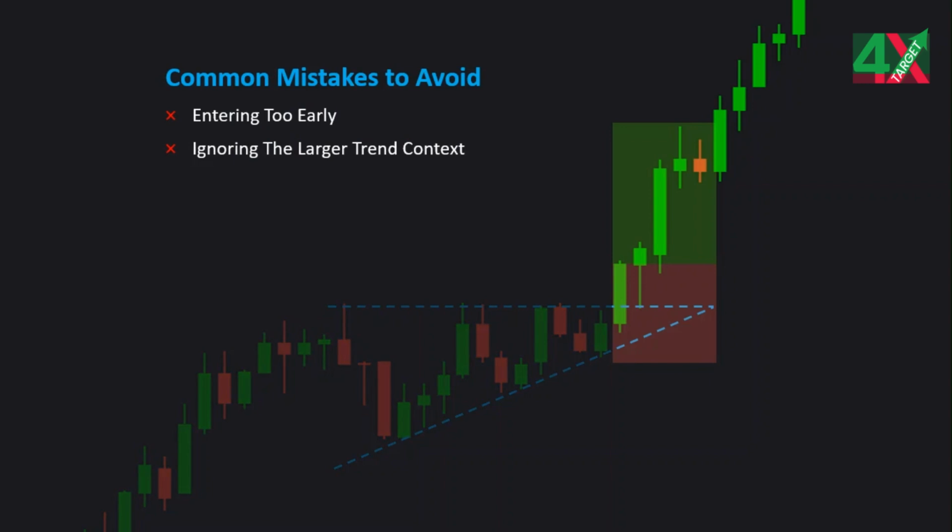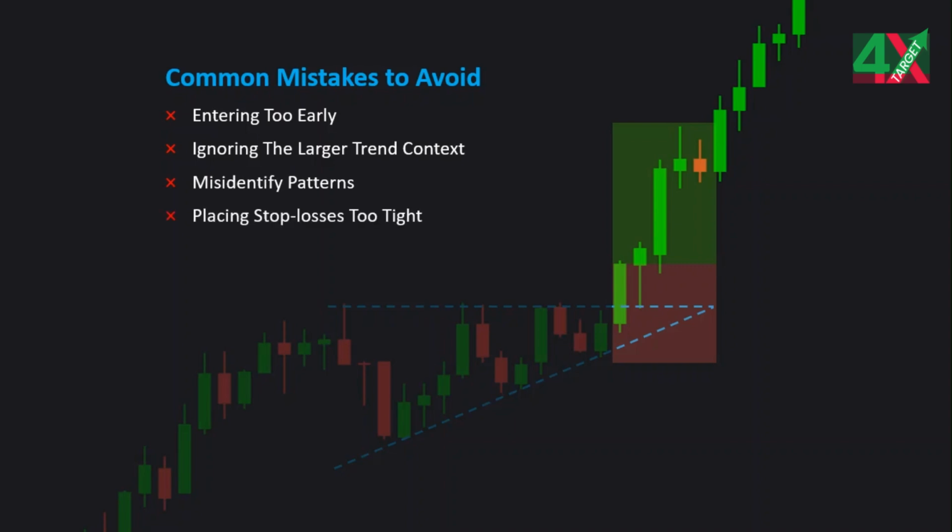Continuation patterns are only reliable when they appear within a strong and established trend. If the market is range-bound or lacking momentum, these patterns lose their edge. Traders also often misidentify patterns, confusing flags with channels or seeing pennants where there's simply noise. Misreading structure can result in poor entries and misplaced stop losses. Always wait for clear, textbook-like formations before acting.